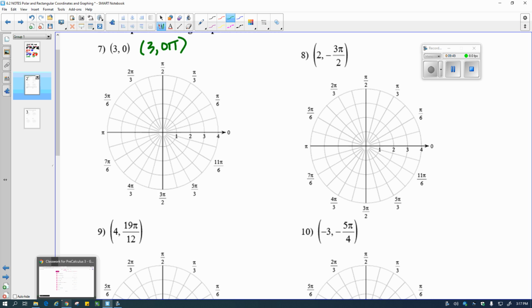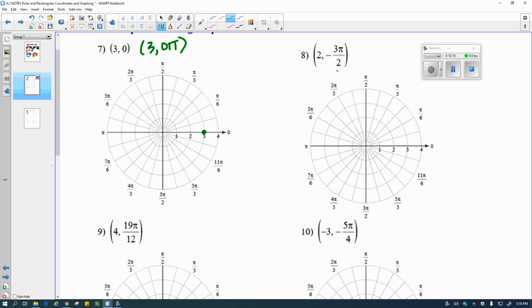So what that means again is my radius tells me to go out because it's positive. I go out towards the right to 3, and then I don't move at all. I stay at 0 pi, and so my point lands right on that axis. The angle will tell me my movement. We've graphed angles before, and they move us into the different quadrants. If it's positive, we go counterclockwise, and if it's negative, we go clockwise.